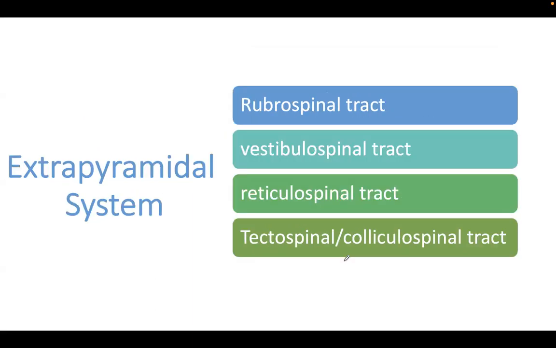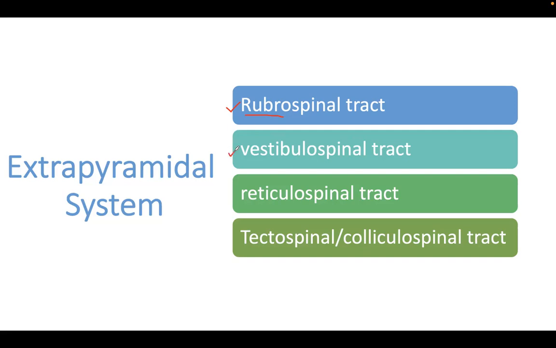Now, there is also the extrapyramidal system. These are the pathways, or the motor sensory tracts, which are outside of the pyramidal tract. Therefore, it is outside of the corticospinal tract and outside of the corticobulbar tract. And these are the following. We have the rubrospinal tract. When we say rubro, we're referring to the red nucleus of the midbrain.